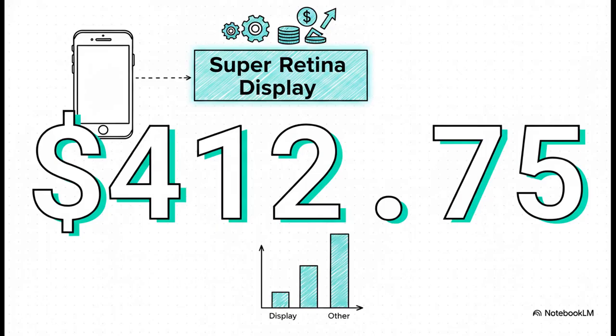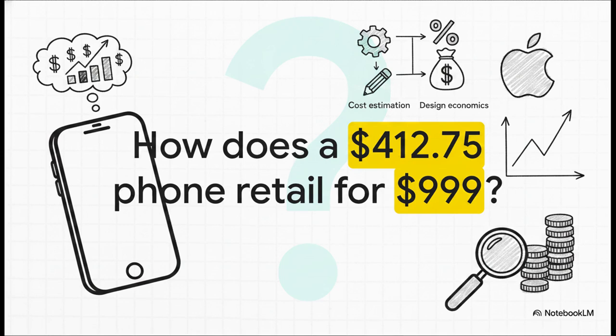Okay, let's kick things off with a pretty wild number, $412.75. According to the data, that is the estimated production cost of the 64GB iPhone X. Unsurprisingly, the most expensive part of that is the Super Retina display, but the total sum of all the components sits right around that $400 mark. But here's the question that really drives engineering economics. How does a phone that costs just over $400 to build actually retail for $999? I mean, that's a massive 59% margin.